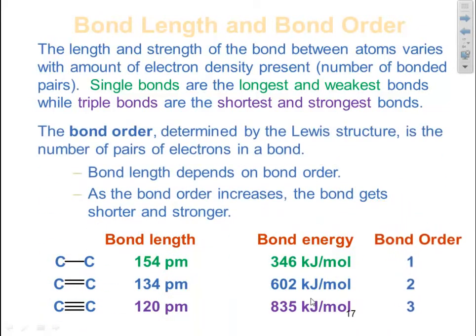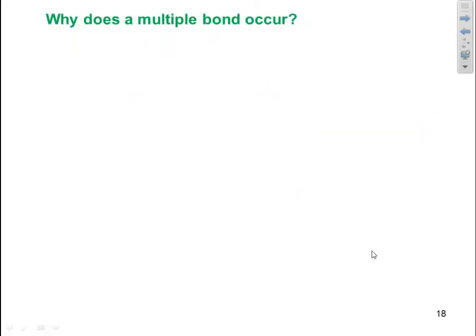The bond order determined by the Lewis structure is the number of pairs of electrons in a bond. Bond length depends on bond order. As the bond order increases, the bond gets shorter and stronger. So a single bond has a bond order of 1, a double bond 2, and a triple bond 3.